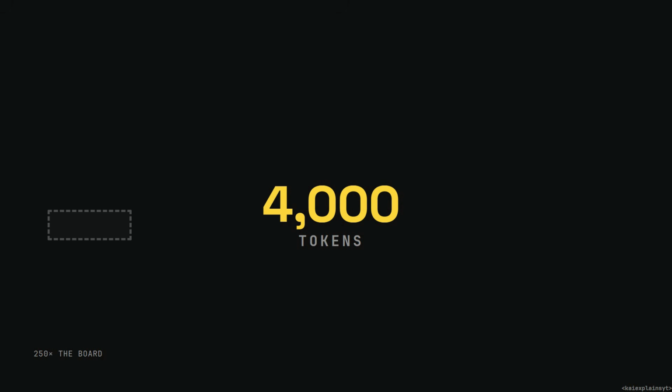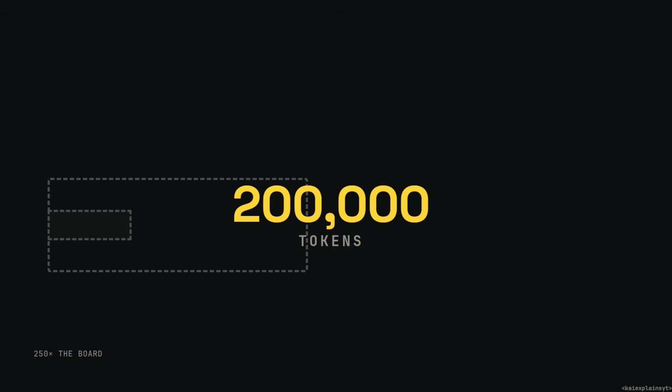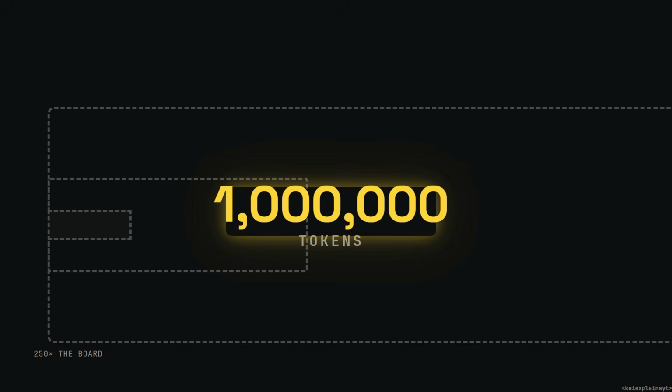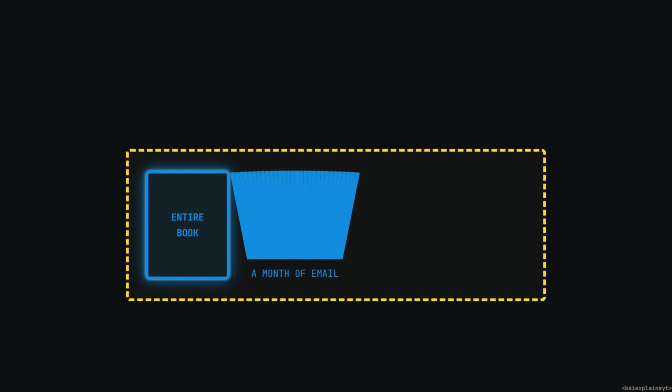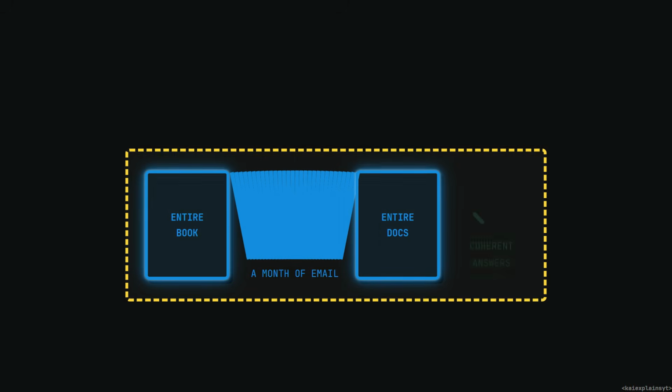But here's why people got genuinely excited when models started announcing context windows of 200,000 tokens, or even 1 million tokens. That's not a marginal upgrade. That's a fundamentally different capability. You can paste an entire book. You can hand it a month's worth of email threads. You can give it your company's entire documentation and actually get coherent answers.